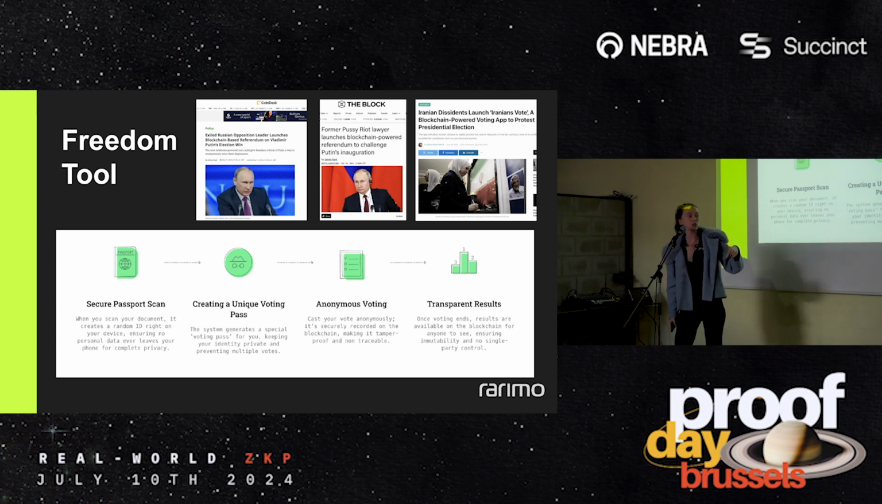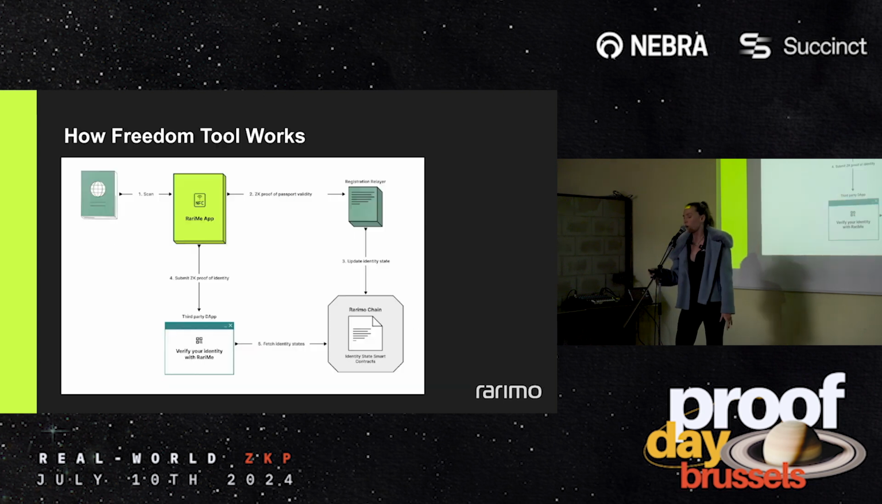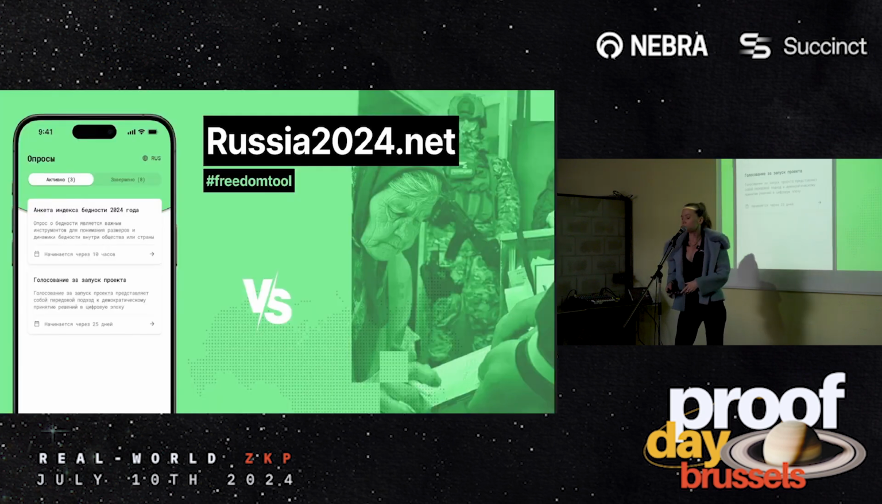And I'll address this later in the talk, but with the launch of RariMe, you can start building out additional layers on top of these voting apps. So for example, encrypted messaging services and all sorts of things. So on to, and just a quick diagram of how it works. And onto its implementation in Russia.